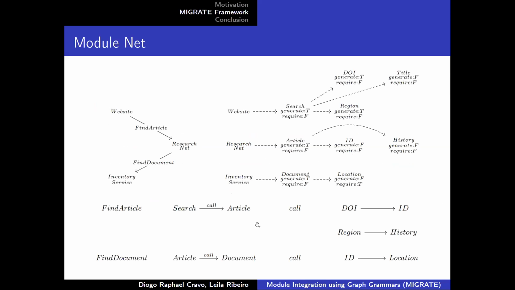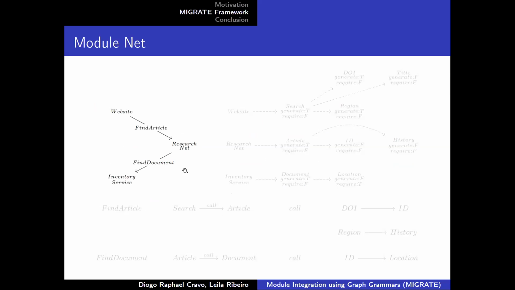So here's an example module net. We have here on the left-hand side a graph where the nodes, we call them modules, and the edges are operations. So in this case, the find article operation goes from the module website to the module research net, and the find document operation goes from the module research net to the module inventory service. And on the right-hand side, we break down each of those modules into resources and attributes.